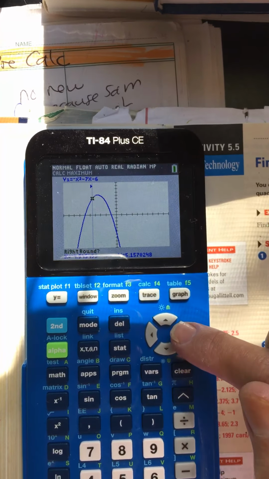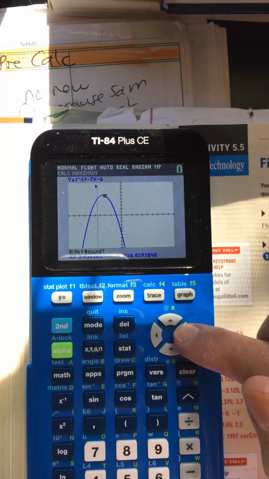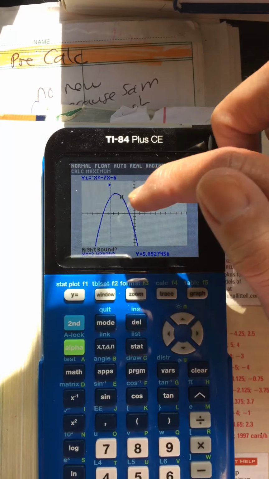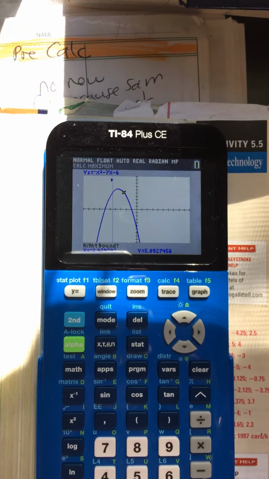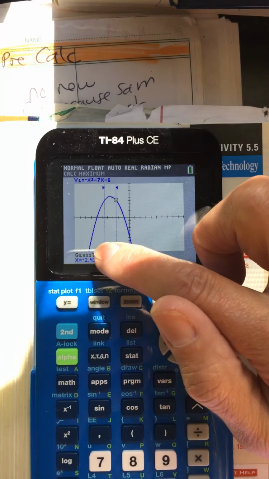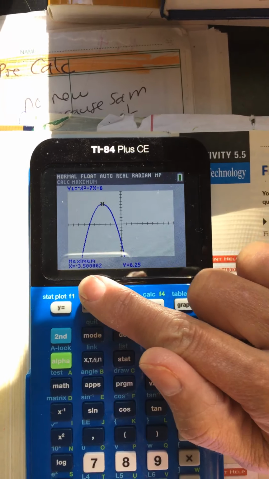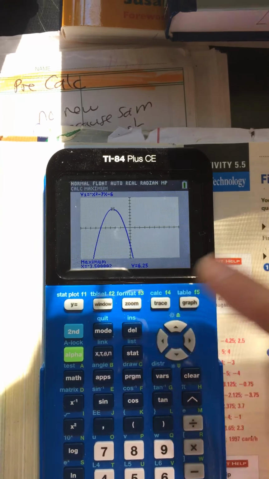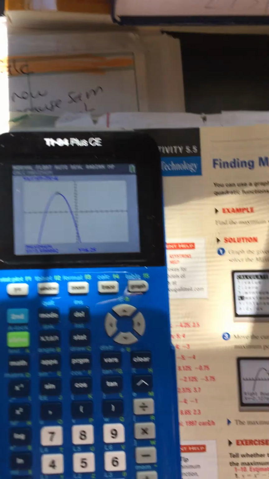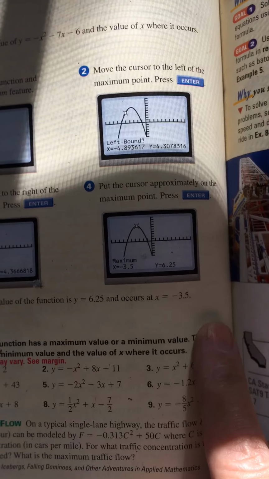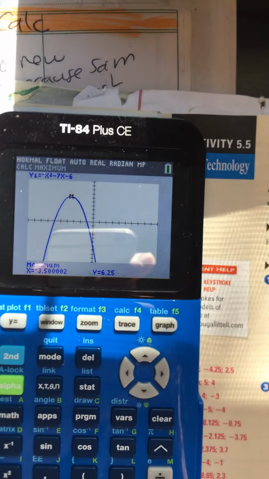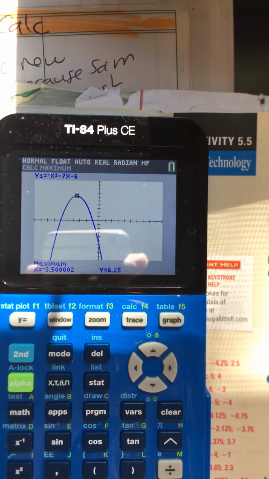And now it says right bound, so I get my little blinky thing to the other side of the hill, and I usually try to do it about the same distance. I don't know if it matters or not. I hit enter, and it says guess, and I say enter. And it tells me that the maximum is at x is negative 3.5, y is 6.25. And I look at the book, and yay, my answers are right. Woohoo! All right, so that's the first thing.